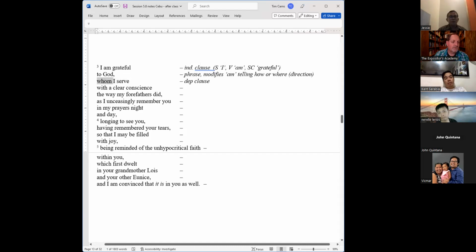But notice it's introduced by the word "whom." So that's telling us it has to go somewhere else. It's modifying something else. In this case, what is it modifying? God. Yeah, telling who. Okay. The word "who" is there. "Who I serve." Now, yeah, the next one here.